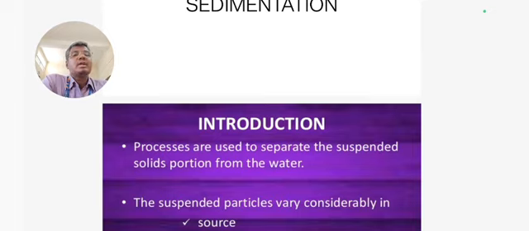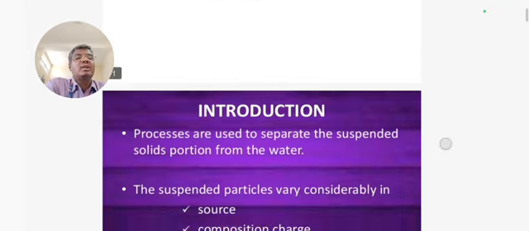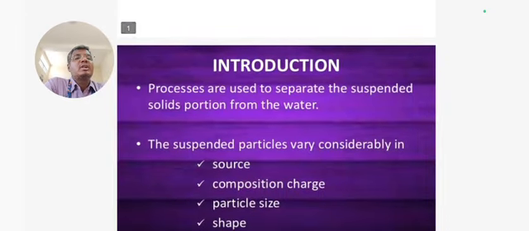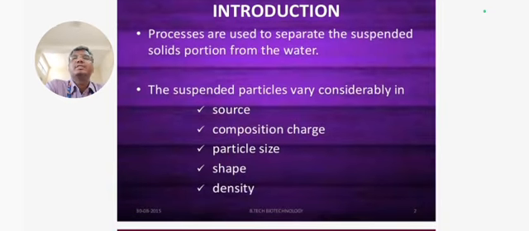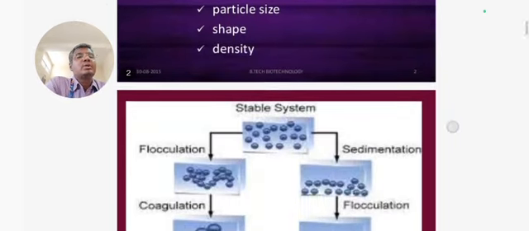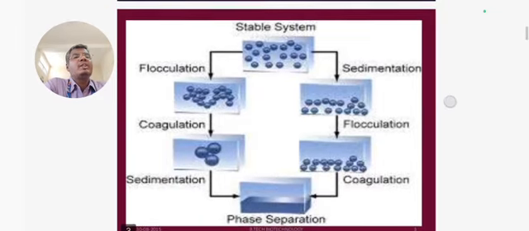This process is used to separate the suspended solid portions from the water. You all clearly know what suspended solids are. These processes are used to remove the suspended solids from the water. The suspended particles may vary considerably in source, composition, charge, particle size, shape, and density. Let us understand this clearly with the help of these diagrams.